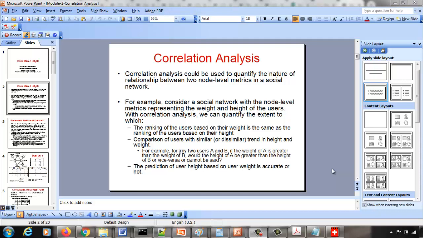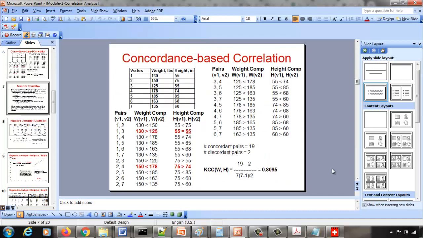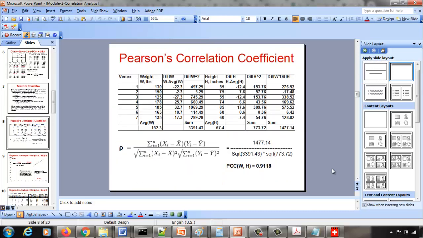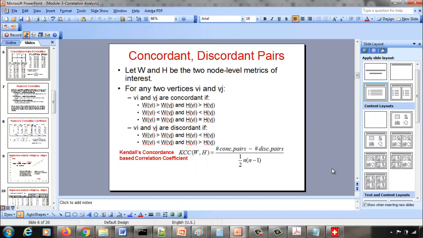Alright, so we are going to look at three types of correlation. One is the rank based correlation, the other is the concordance based correlation, and then we are looking at the Pearson's correlation. This is a linear correlation, so we'll see the details as we proceed.